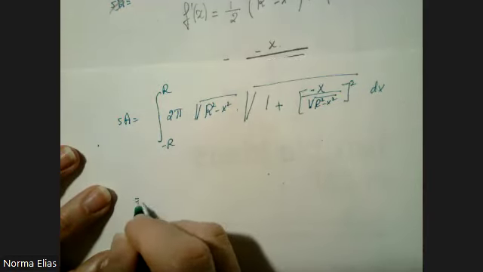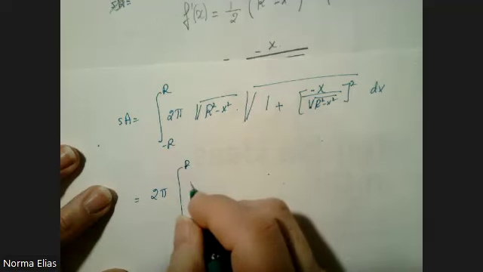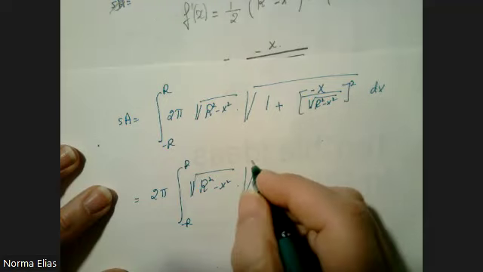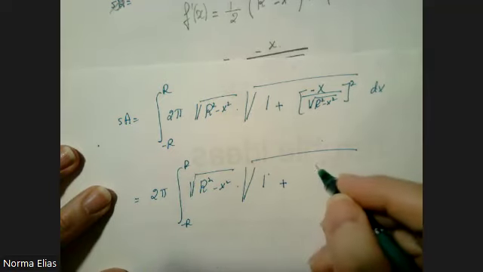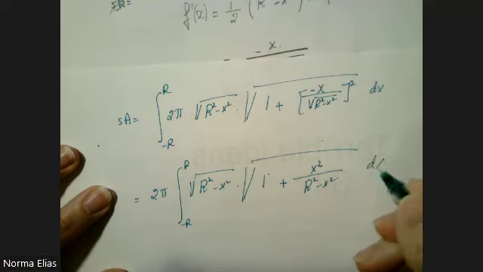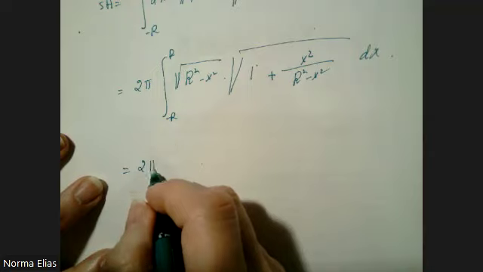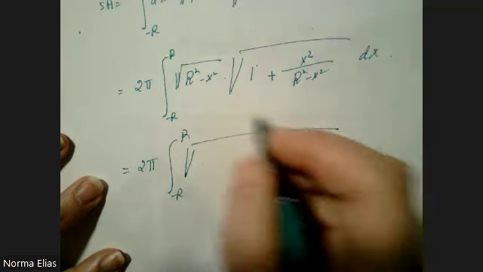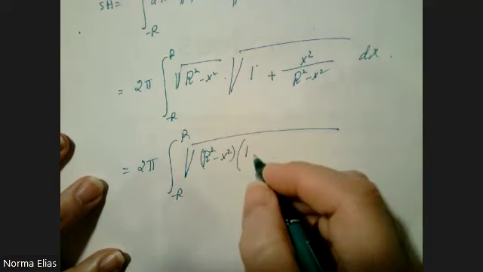And this is very similar to what I did yesterday and the day before in terms of algebra. One plus minus squared is plus, so it will leave me with x squared over r squared minus x squared, dx. So finally, this would give me 2 pi times the integral from minus r to r of. I'll put them both under the same root and then I distribute.